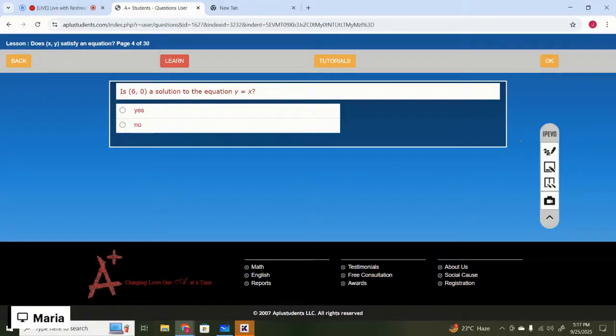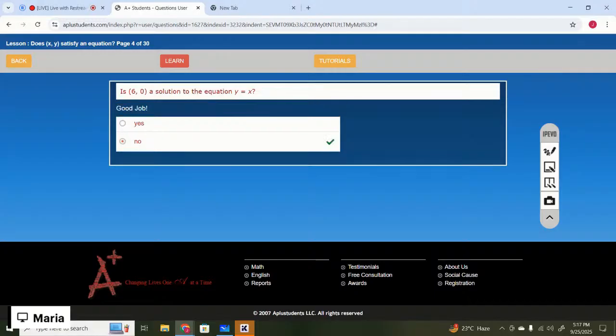Is (6, 0) a solution to the equation y equals x? The correct option is no. Option number 2 is the correct option.